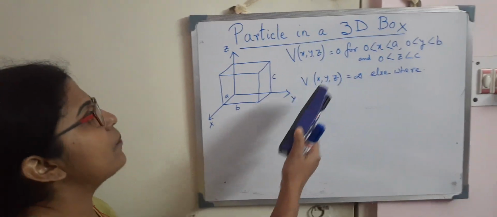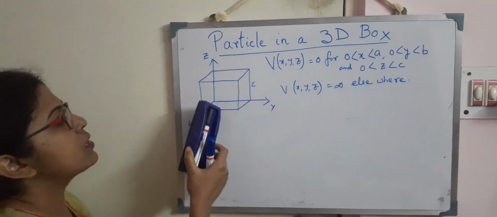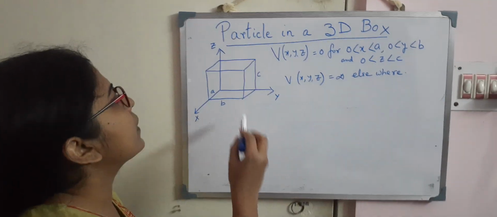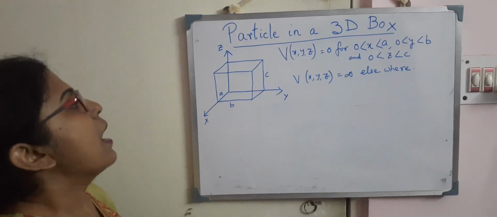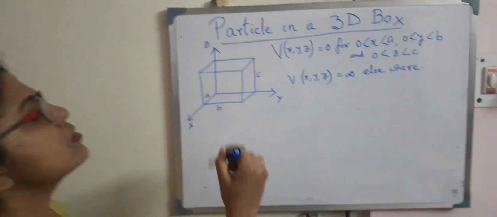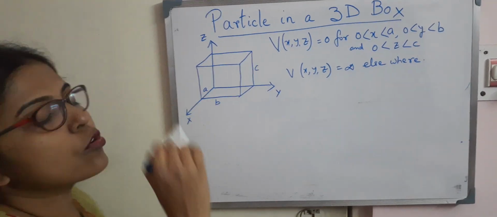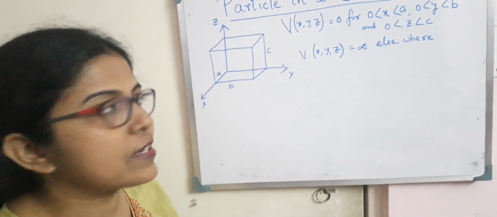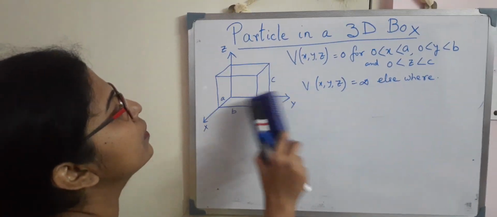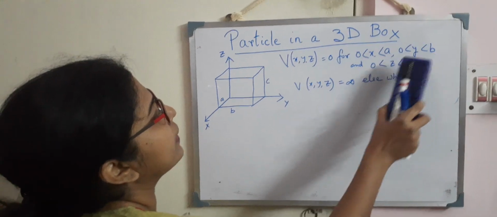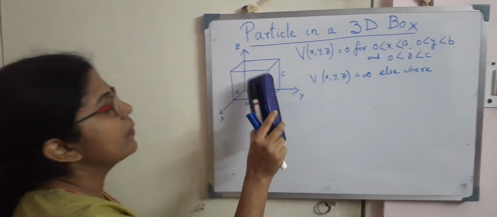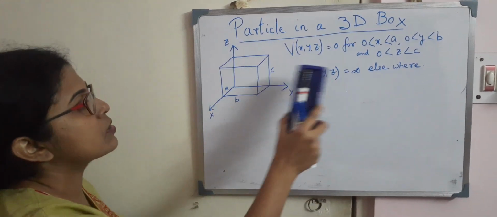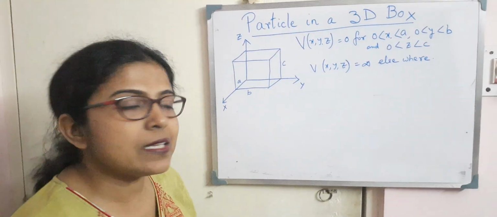Now, as you can see, the dimensions of this box are a, b and c, as seen in this diagram, and the particle is confined inside the box. The particle does not lie outside the box, and inside the box there is no force acting on the particle, and the potential energy in this case is independent of time and it is zero within the box. For these limits of x, y and z, the potential energy is zero, and the potential energy is infinite elsewhere, that is, at the boundaries and outside the box the potential energy is infinite.